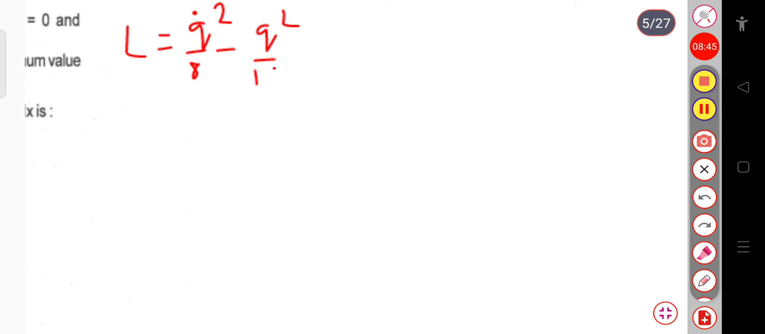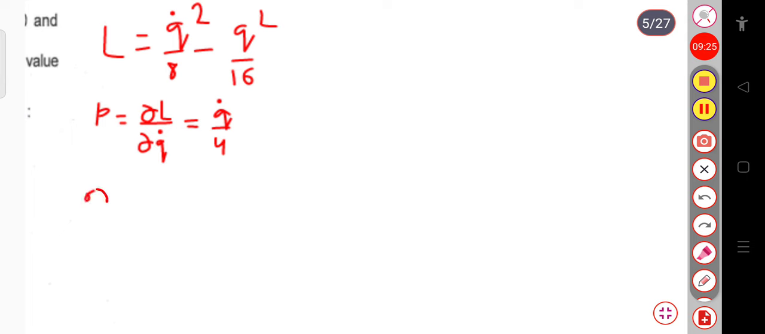So this is q square by 16. Now if I calculate the conjugate momentum, the canonical momentum p equals dou L by dou q dot. Taking the partial derivative with respect to q dot for this Lagrangian, only this term contributes, so I write 2 q dot by 8, or directly q dot by 4. So p equals q dot divided by 4, or we can write q dot equals 4 into p.